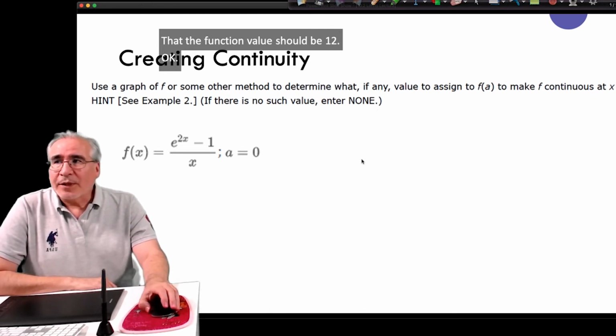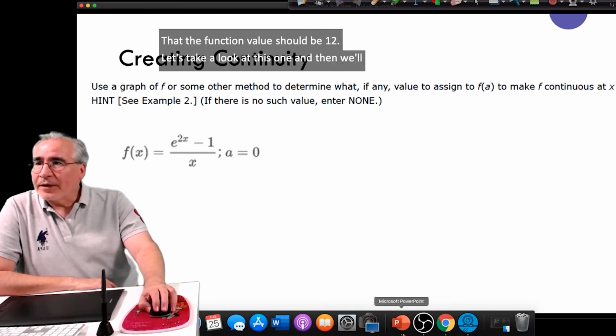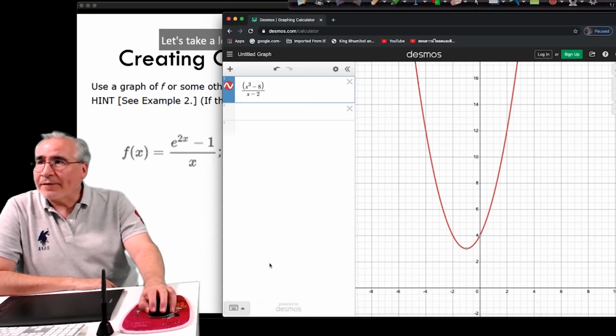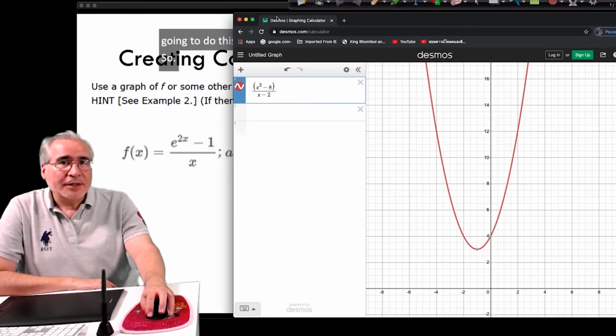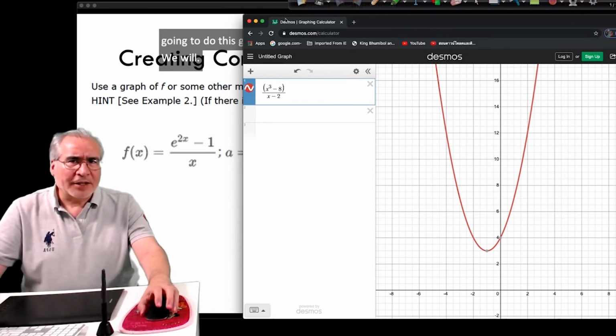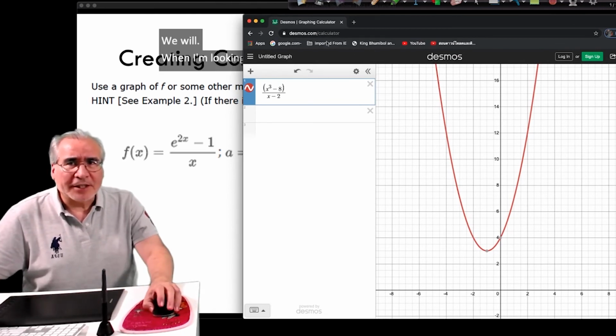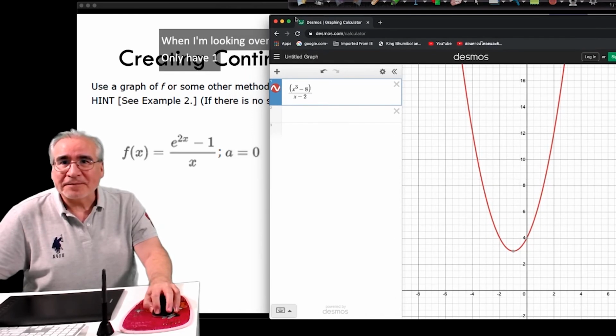Let's take a look at this one, and then we'll look at one more. But again, we're going to do this graphically. When I'm looking over there, I've got a monitor. I'm trying to fool you into thinking I only have one thing going on, but we'll see.